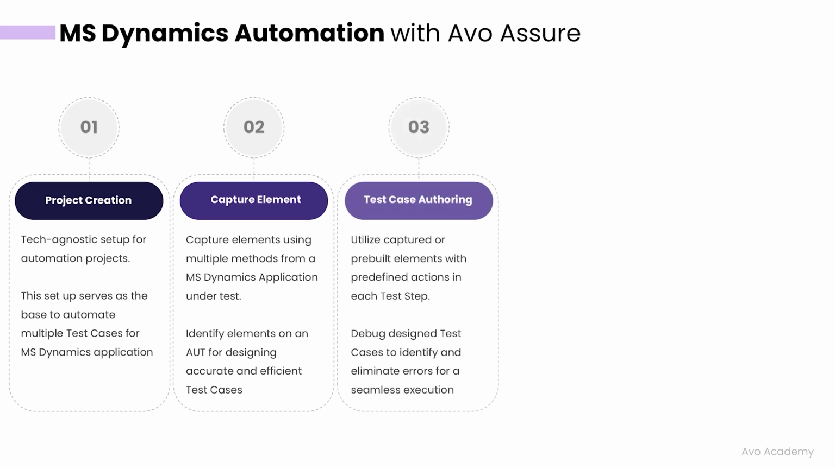The third step in this process is test case design. Here, the captured elements, either from the AUT or pre-existing repositories, are used to design test steps. The elements are used with predefined actions in Avo Assure to build functional test cases. Once created, test cases are debugged to detect and fix any error, ensuring the MS Dynamics application runs as expected.